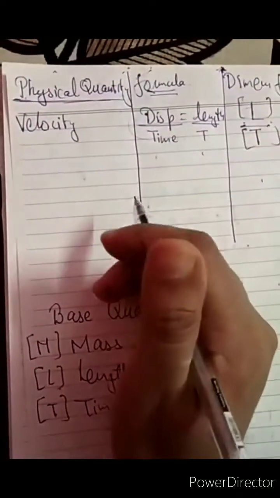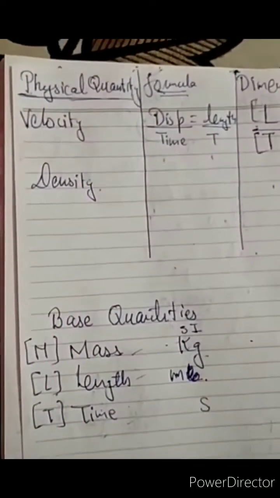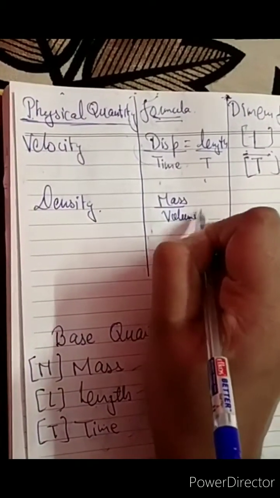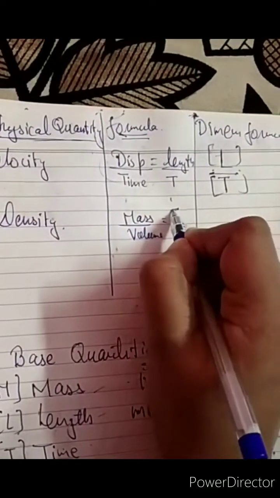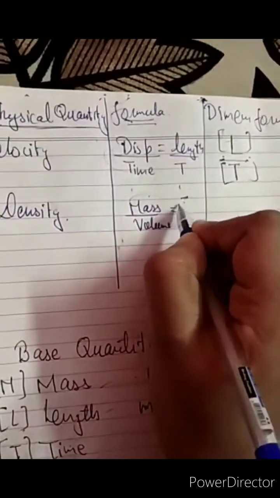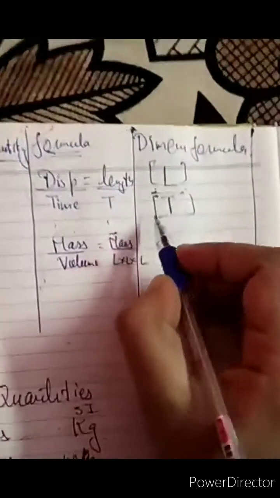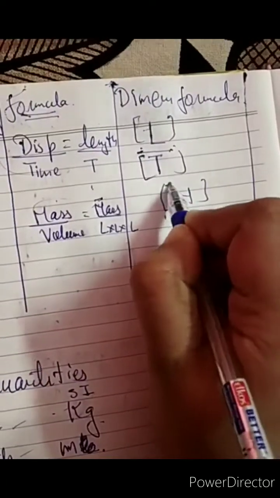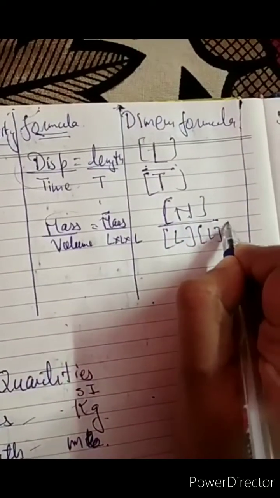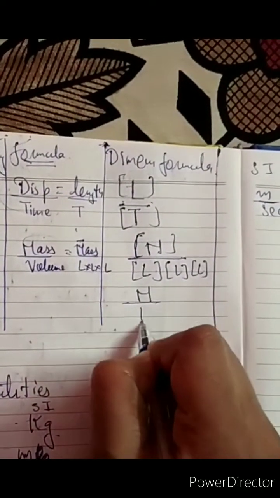Okay, let's take one more example. Density. Can we take density? Yes. What is density? Density is nothing but your mass upon volume. Correct? What is this mass? Mass is our fundamental quantity. Okay, fine. What about volume? Volume can be written as L into L into L. Correct? So it means mass M upon L into L into L, that is L cube. This is nothing but your M upon L cube.